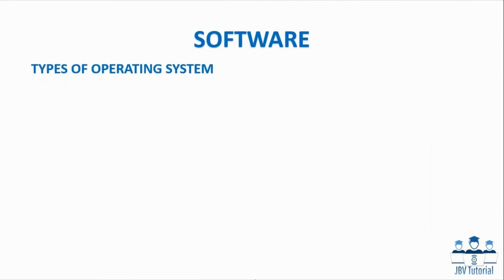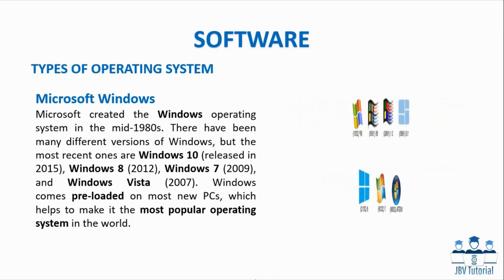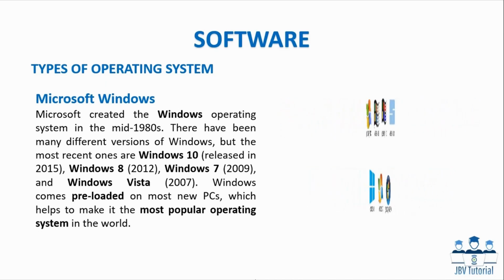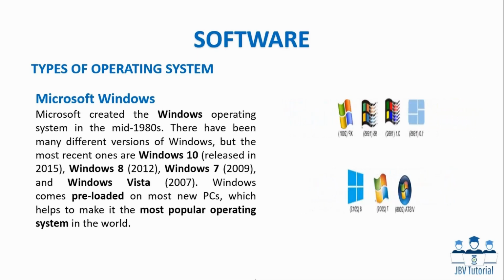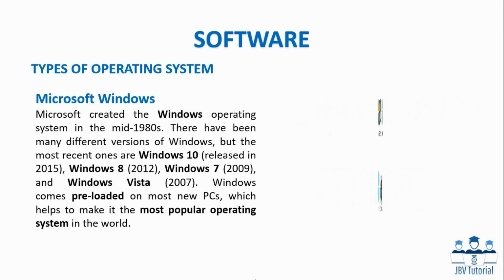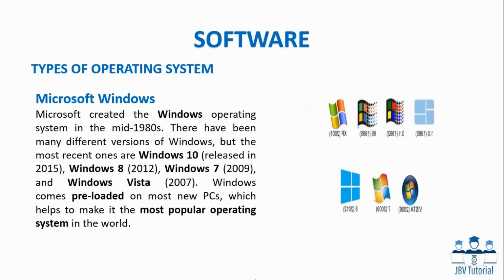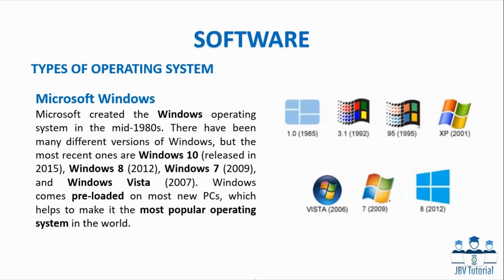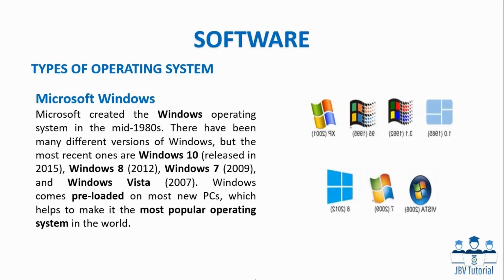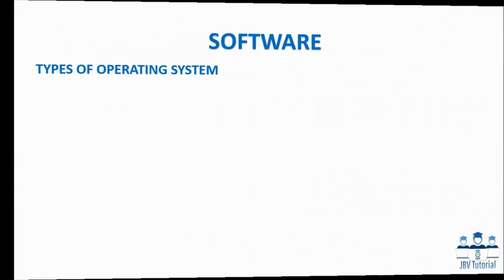Microsoft Windows. Microsoft created the Windows operating system in the mid-1980s. There have been many different versions of Windows, but the most recent ones are Windows 10, released in 2015, Windows 8, 2012, Windows 7, 2009, and Windows Vista, 2007. Windows comes preloaded on most new PCs, which helps to make it the most popular operating system in the world.